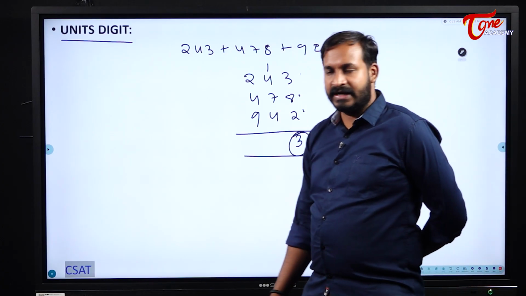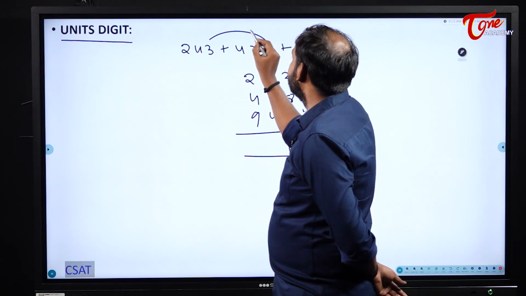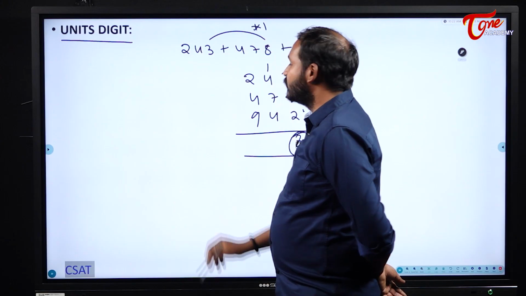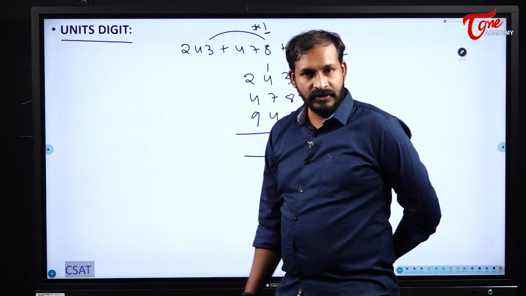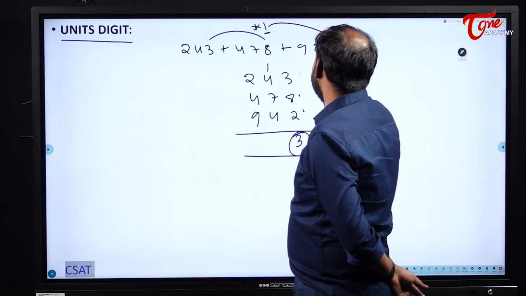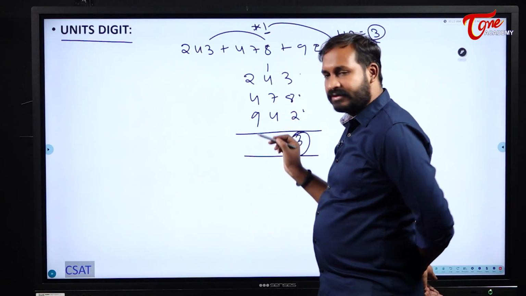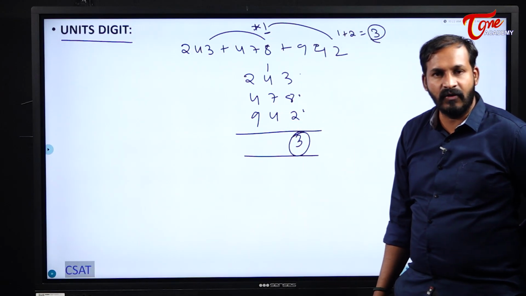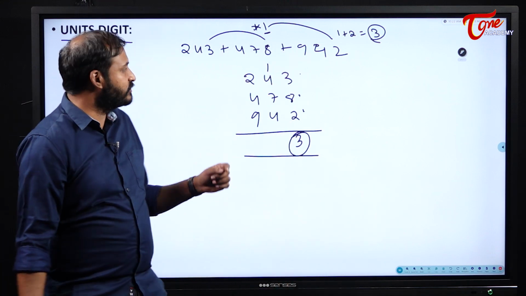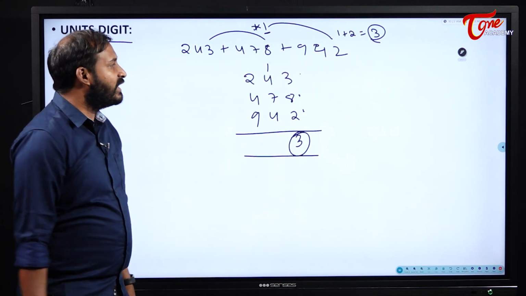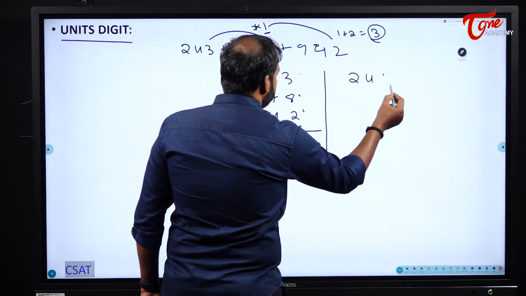In a similar manner, when you add 3 plus 8, what does it become? 11. We will not bother about this one. We only concentrate on the digit which is present at the units place. So 1 plus 2, what does it become? 3. So the units digit becomes 3. Understood, students?